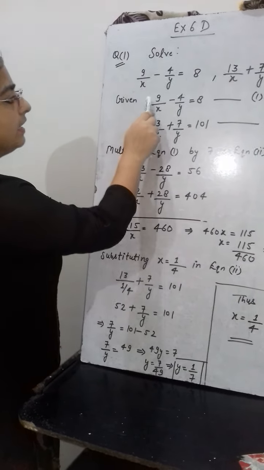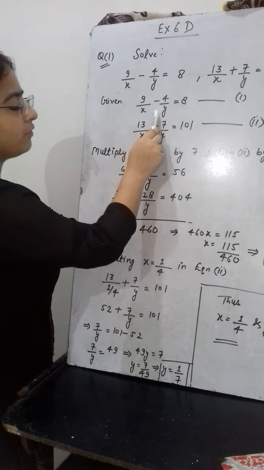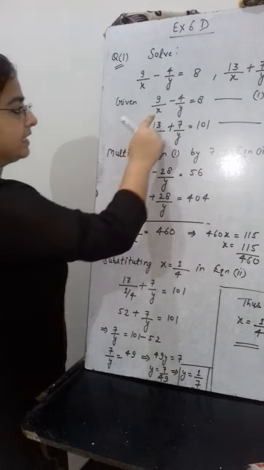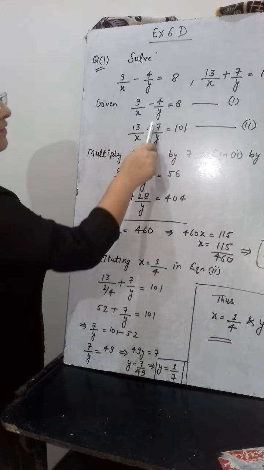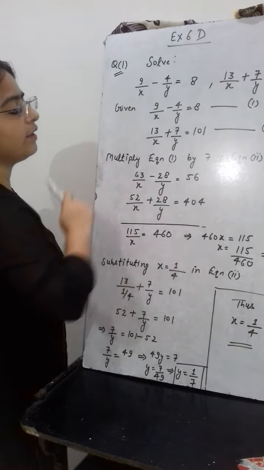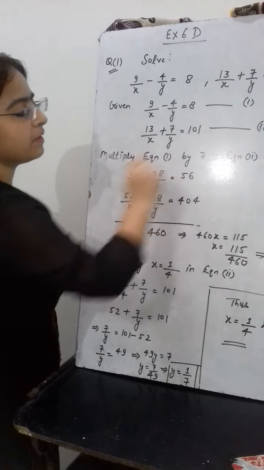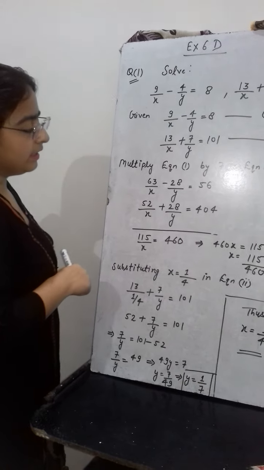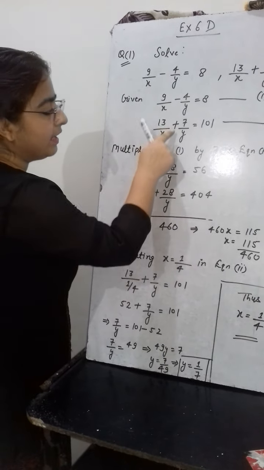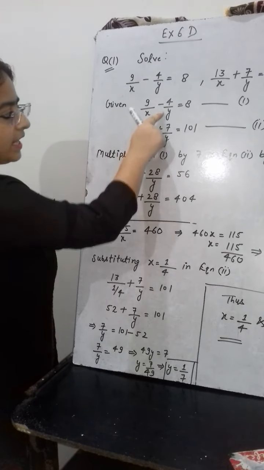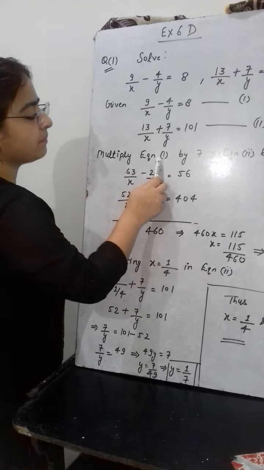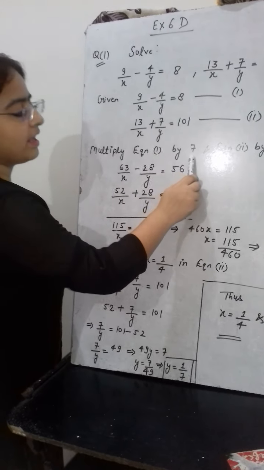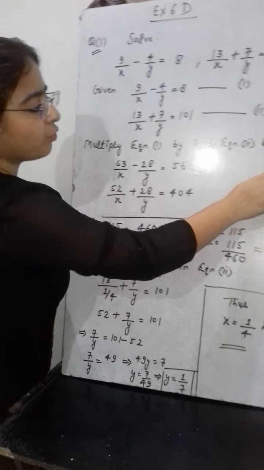It is given 9/x - 4/y = 8. This is equation number 1. And 13/x + 7/y = 101. This is equation number 2. Now we are trying to eliminate the second term of both the equations. So we will multiply equation number 1 by 7 and equation 2 by 4.